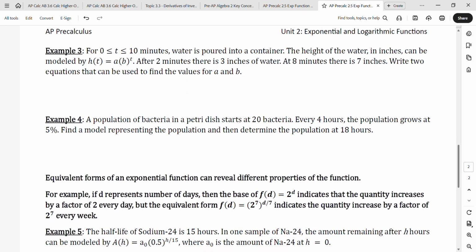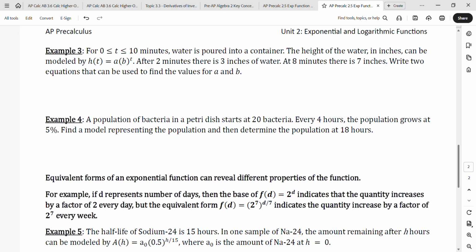Alright. Example 3. For 0 to 10 minutes, water is poured into a container. The height of the water in inches can be modeled by an exponential function. After 2 minutes, there is 3 inches of water. At 8 minutes, there is 7 inches. Write 2 equations that can be used to find the values for A and B.